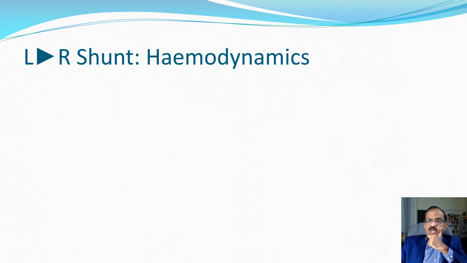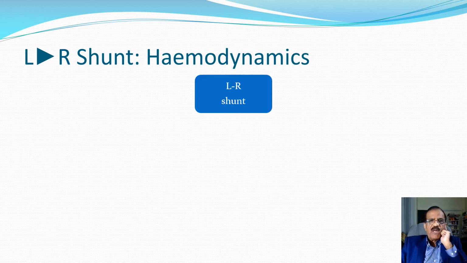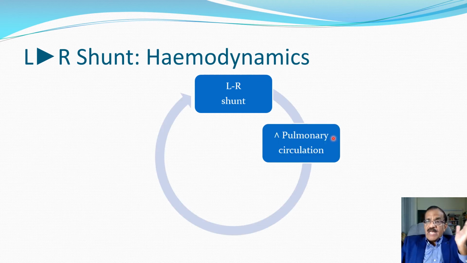Now this is actually the same thing shown in a slightly different manner. I think maybe it explains the concept better. So there is primarily a left to right shunt, either ASD or VSD or PDA. All three behave the same way. There is increased pulmonary circulation: 2 times, 3 times, 4 times.